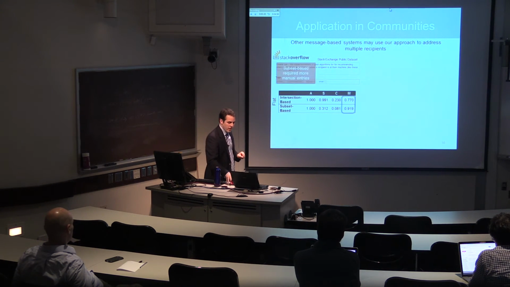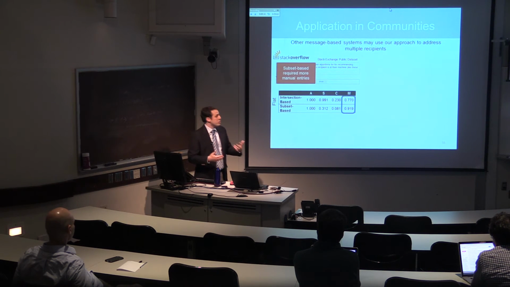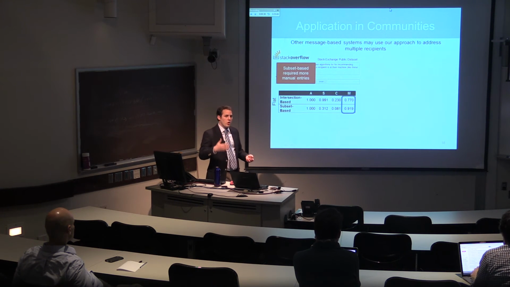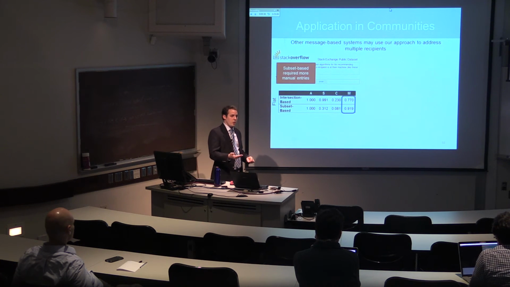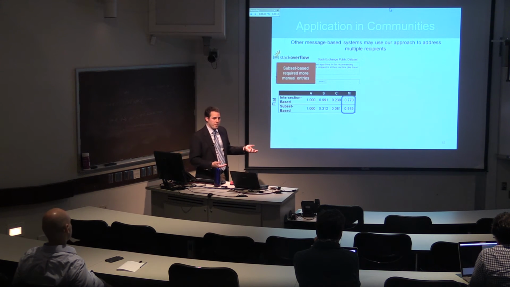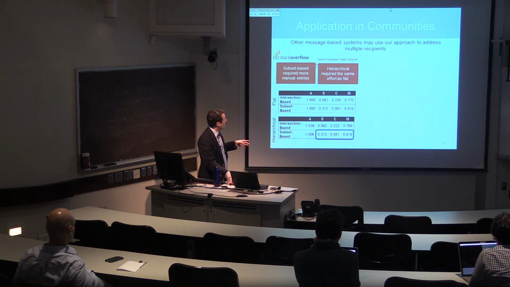And we saw that subset-based required more manual entries, meaning that we judged it to be higher cost than an intersection-based approach. So recall that the driving force behind the development of our hierarchical approach was that subset performed better. This then indicates that our hierarchical approach may not be as successful in this case. And in fact, we saw just that, because hierarchical required the same effort as flat.